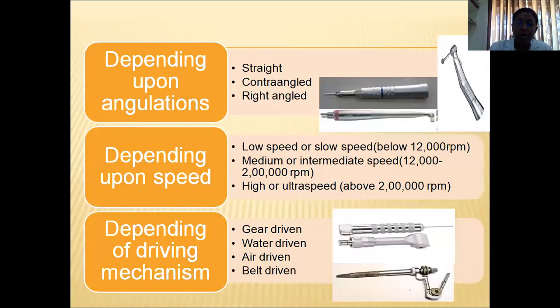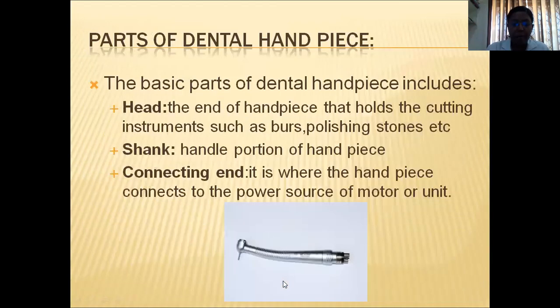There are various classifications of handpiece. Depending upon the angulation, we have straight, contra angle, and right angle handpieces. Depending upon the speed ranges, we have low or slow speed, medium or intermediate speed, and high or ultra high speed. And depending upon the driving mechanism, we have gear driven, water driven, air driven, and belt driven.